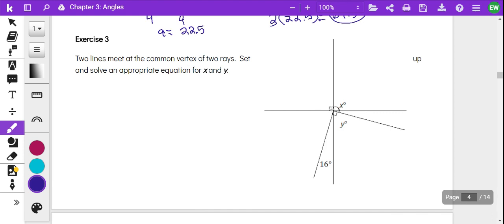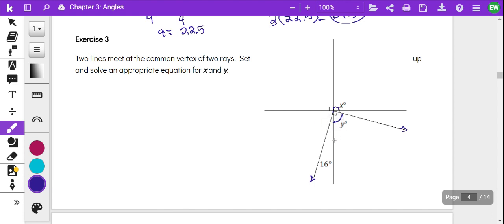So we have a common vertex right here in the middle. These are the 2 rays right here and here. So I'm going to put little arrows on them. We need to set up and solve an appropriate equation for x and y. Okay? So I have x right here, and I have y right here.